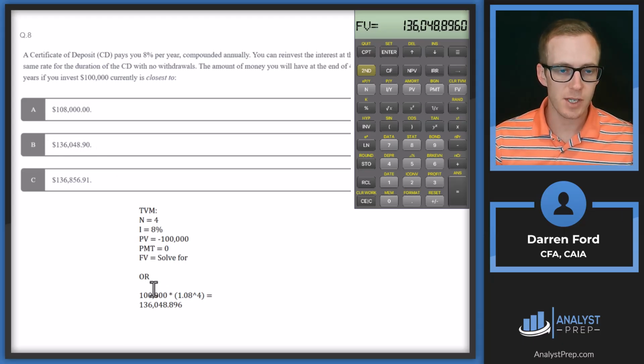An easier way to do this in the situation where there's no coupon payments is you can just compound this forward at the interest rate for 4 years, multiplied by the starting deposit value, and you can see we get that same number, 136,048.90 once we round that up.